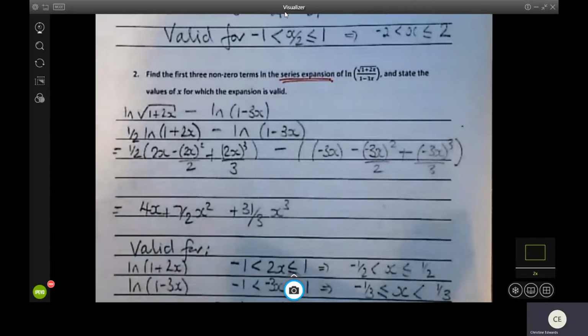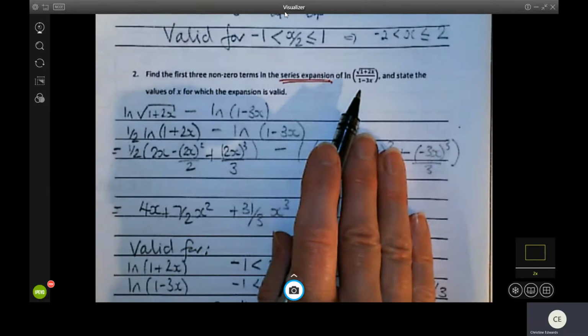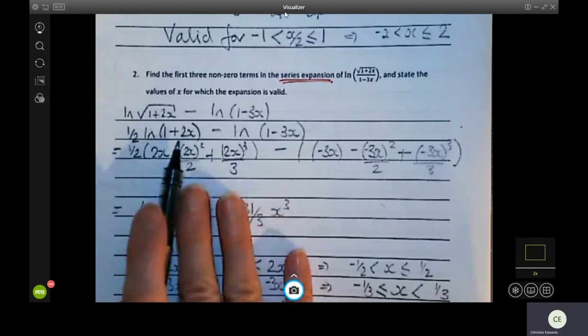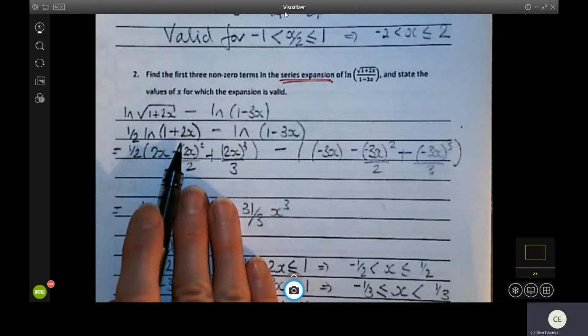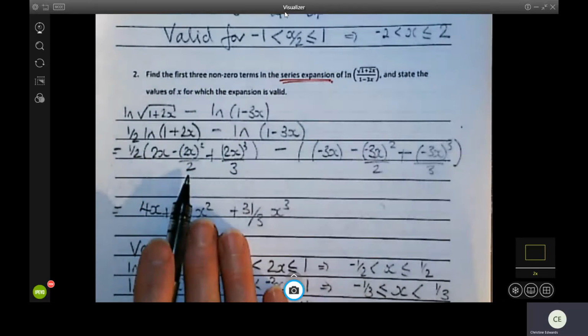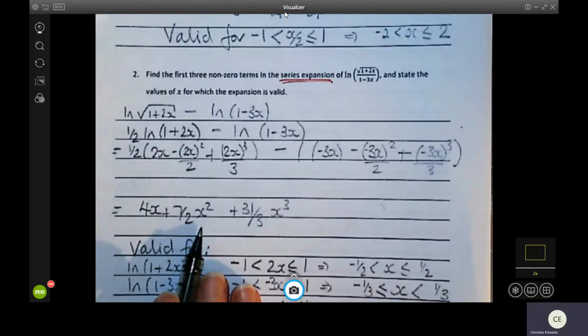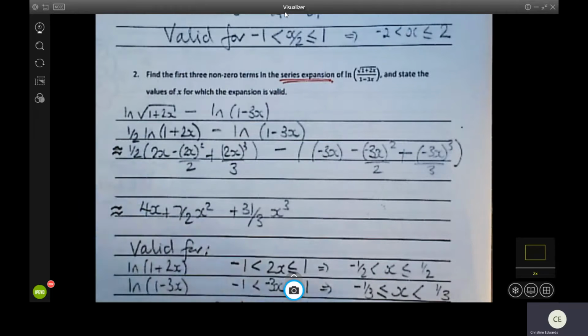We have a log question. I need to split it into 2 log expansions, which you can see that I have done here. And I've used my laws of logs so that I can get an expansion for this term and an expansion for this term. Using the formula book, you can see these here. That all simplifies down with a little bit of algebra to this result. And again, we have an approximation because I have used series expansions.